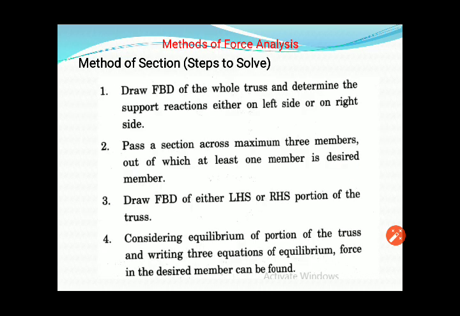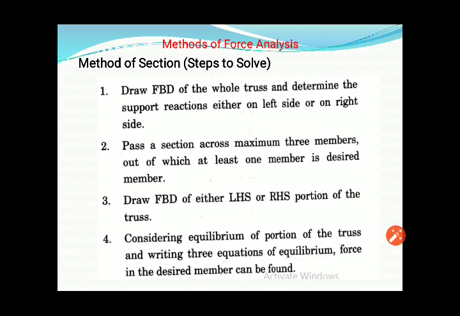Now method of section, steps to solve. Draw free body diagram of the whole truss and determine the support reactions either on left side or on right side. Same step is there: first step, find support reactions by using equations of equilibrium. After that, pass a section line across a maximum of three members, out of which at least one member is the desired member.